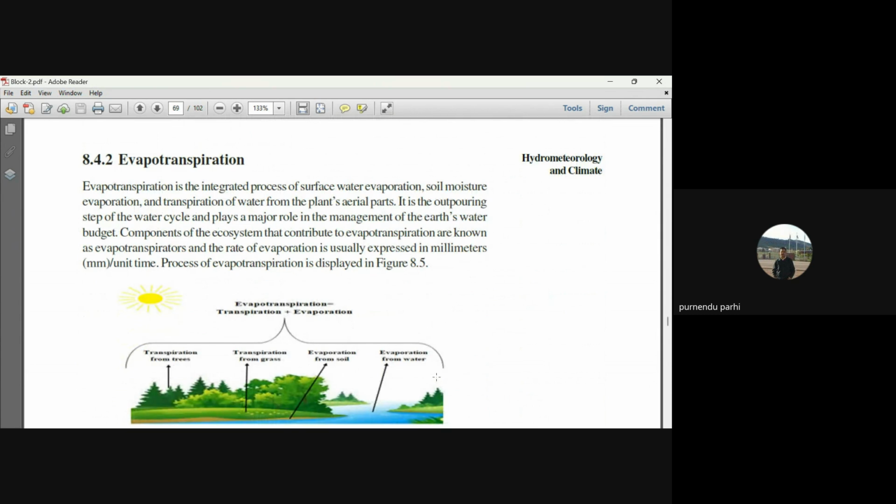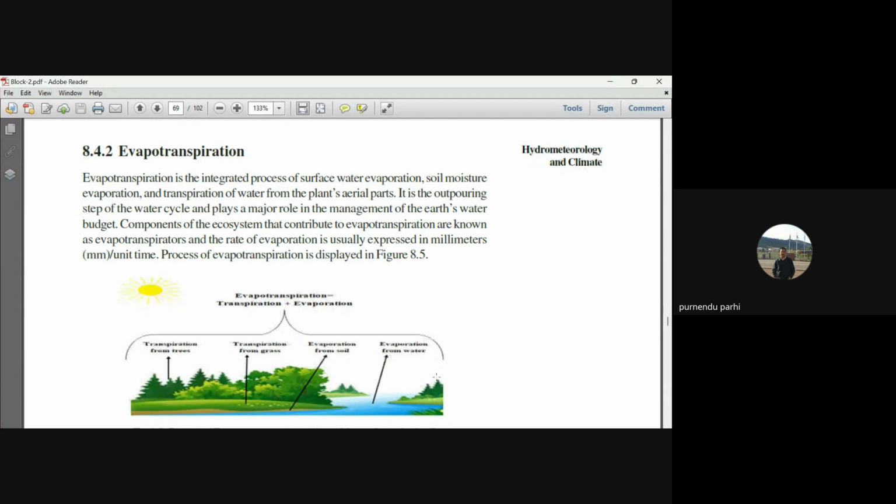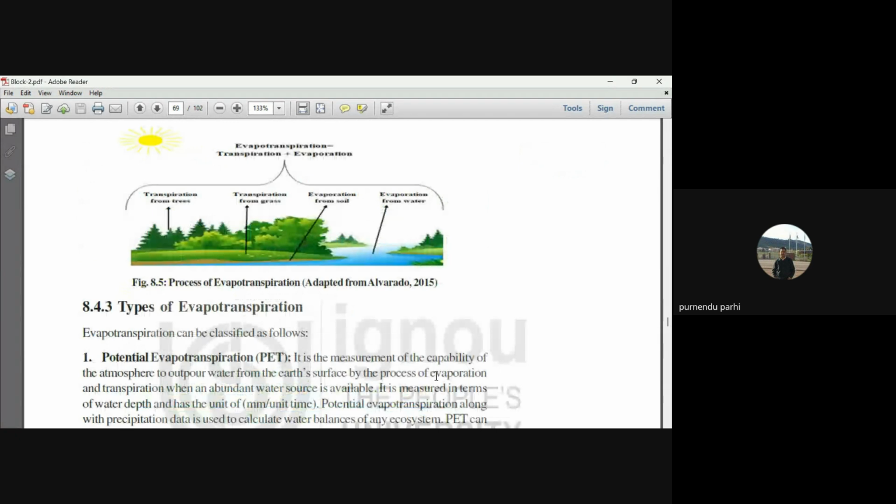Then evapotranspiration. Evapotranspiration is the integrated process of surface water evaporation, soil moisture evaporation, and transpiration of water from the plant's aerial part. It is the outpouring step of the water cycle and plays a major role in the management of Earth's water budget. Components of the ecosystem that contribute to evapotranspiration are known as evapotranspirators, and the rate of evapotranspiration is usually expressed in millimeters per unit time. The process of evapotranspiration is given in the figure here.